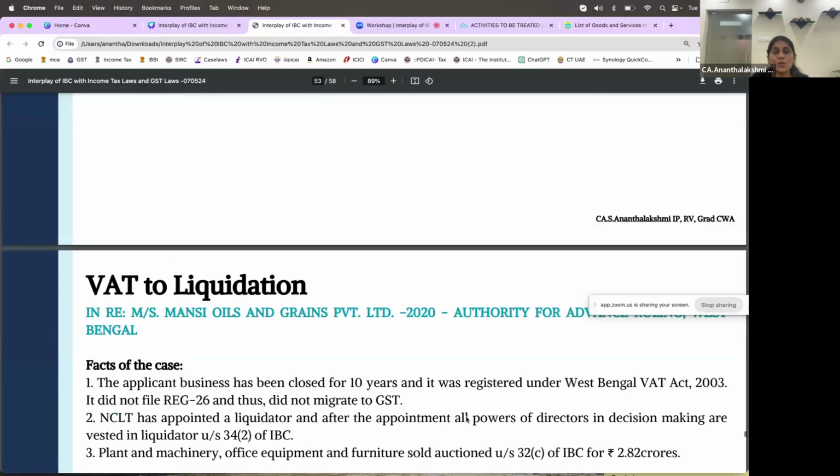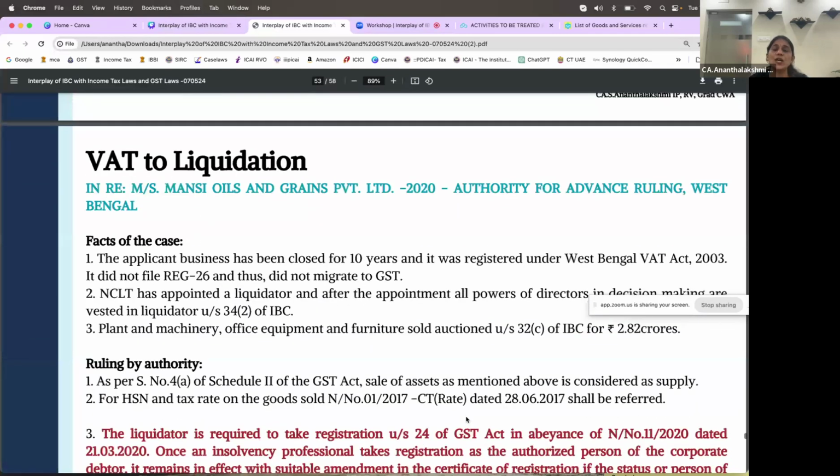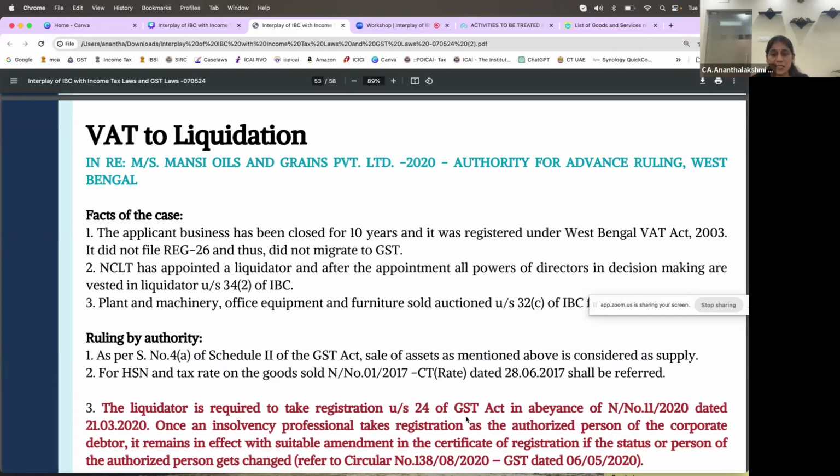Part 2, liquidation. Here, what has happened is that the company, from the VAT days, was not operating. It was closed for 10 years, so there was no GST at all. He doesn't come under the GST regime at all. He was under the GST regime but failed to do the registration because the company is not working. So the order has been given straight to liquidation. From no CIRP process, it went straight to liquidation. The company was not operating for many years, 10 years.